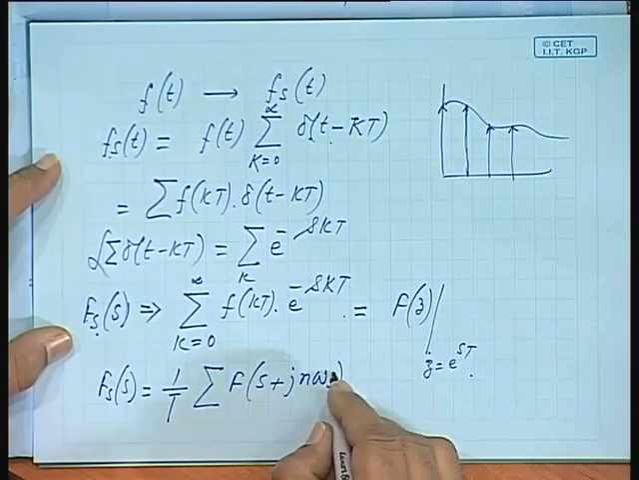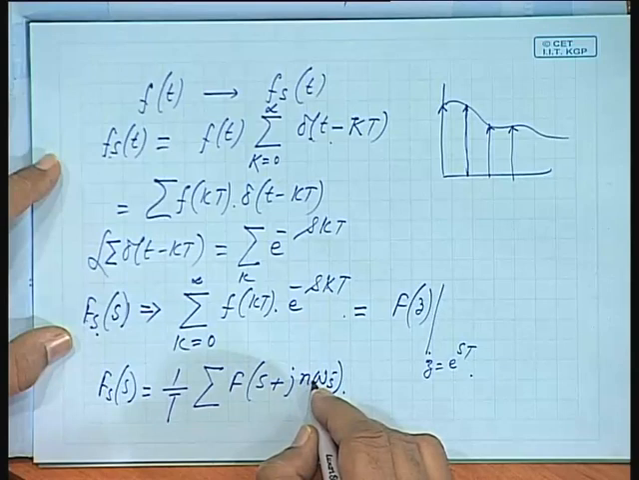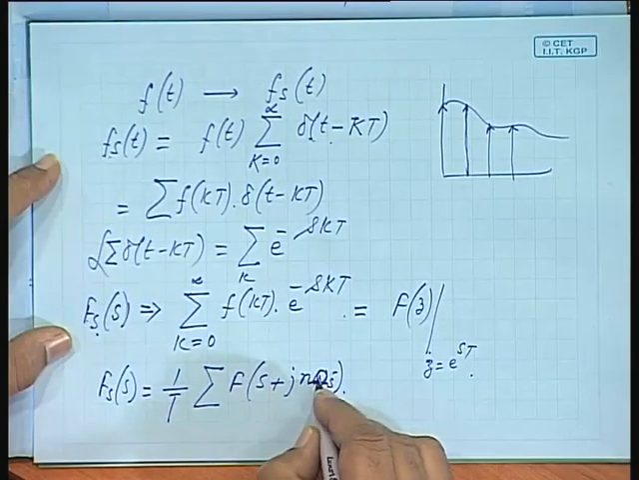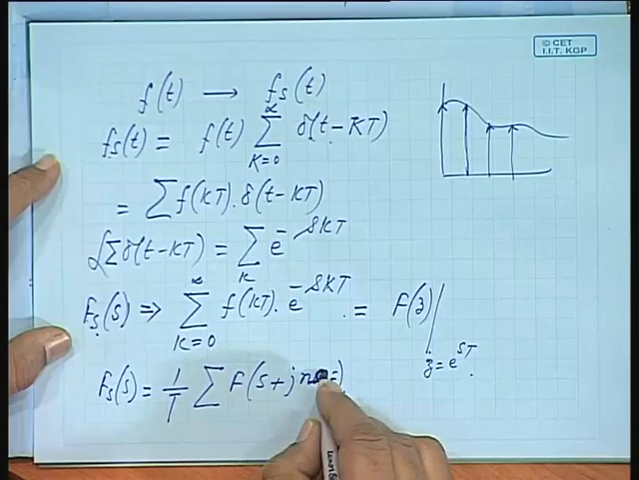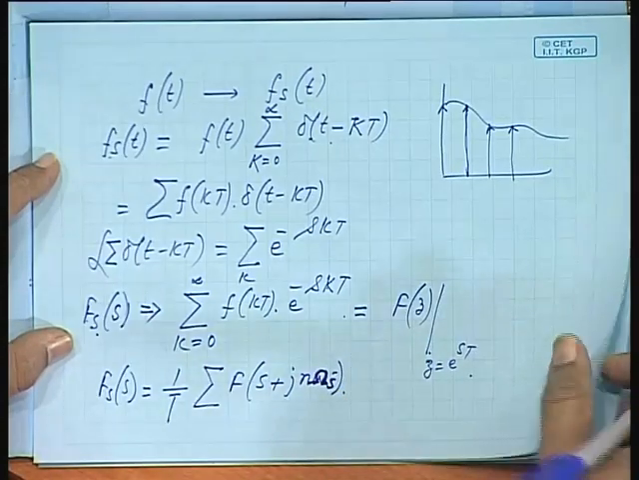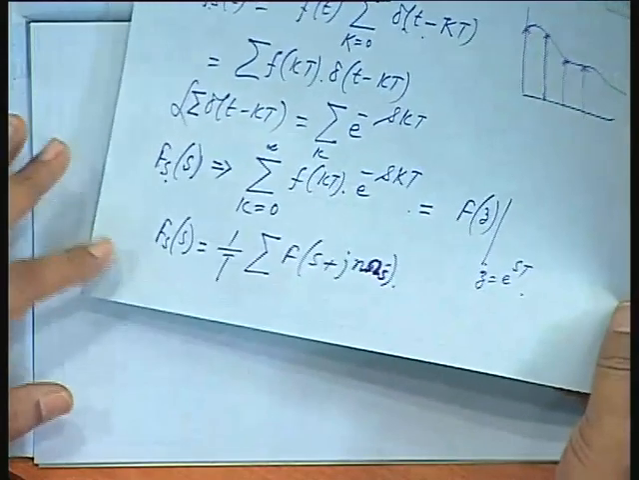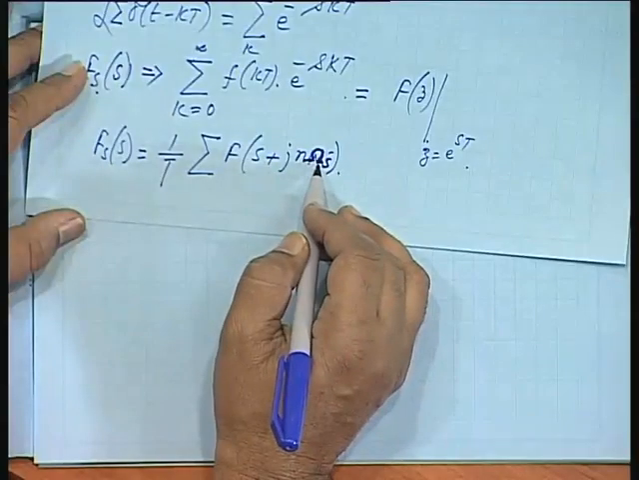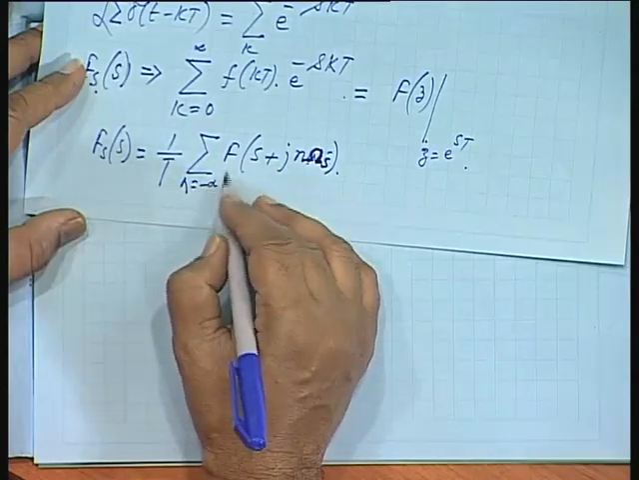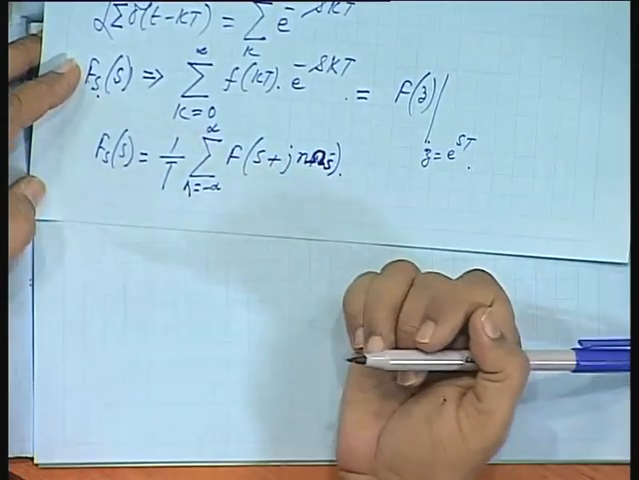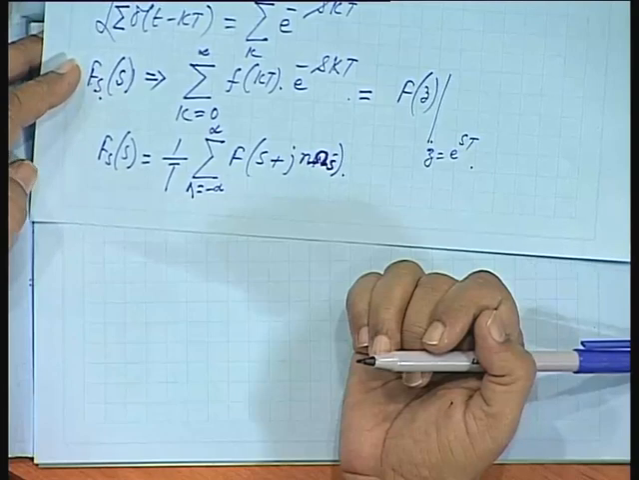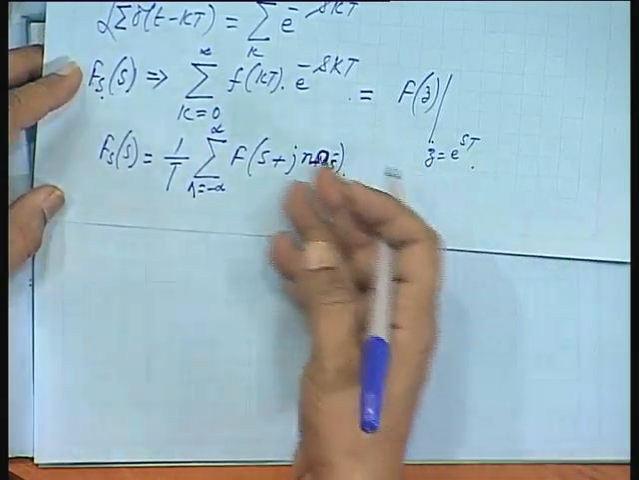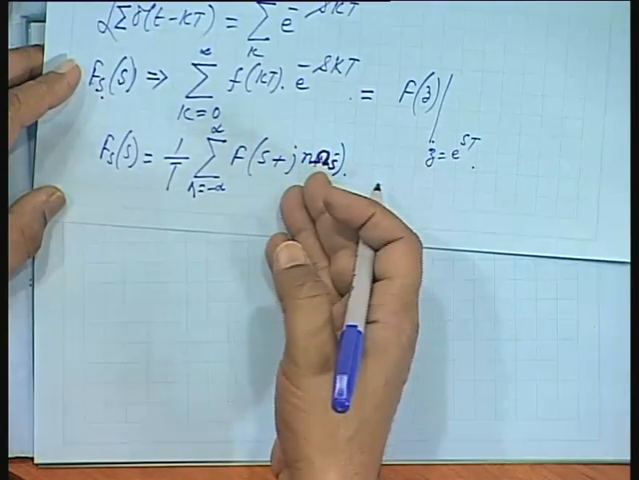Let me write, instead of omega s T, capital omega s. This is the sampling frequency in the analog domain. That means, whatever value of s you have, you replace s by s plus j n omega s, with n varying from minus infinity to plus infinity. This is what we have got. Basically, this is the situation from where we are getting aliasing, is it not?